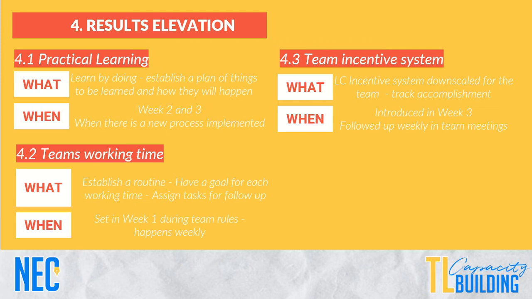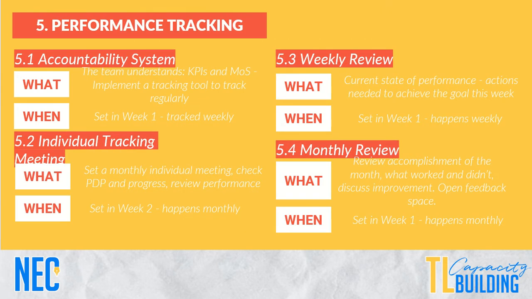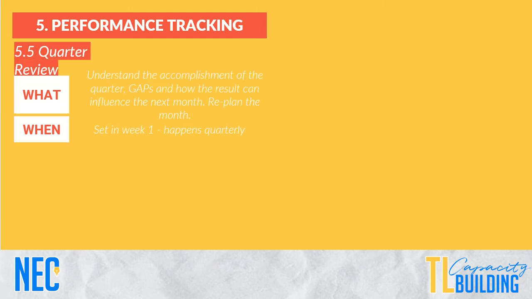How are we doing with this incentive system? How much are we accomplishing? So the second part is the performance tracking. And here we have a couple of items. So accountability system, individual tracking meeting, weekly review, monthly review, and quarter review.